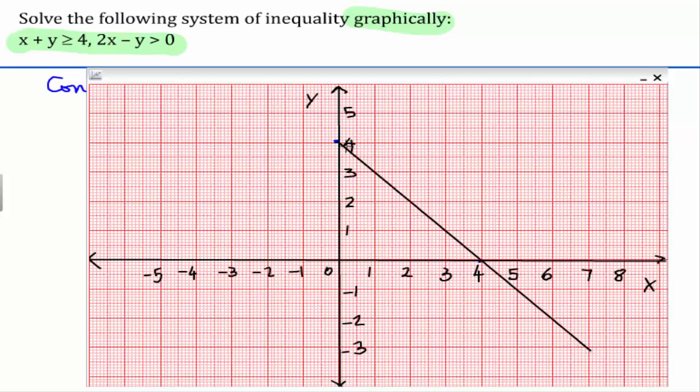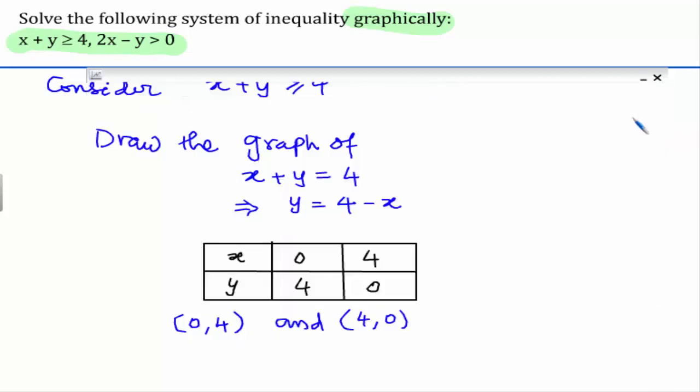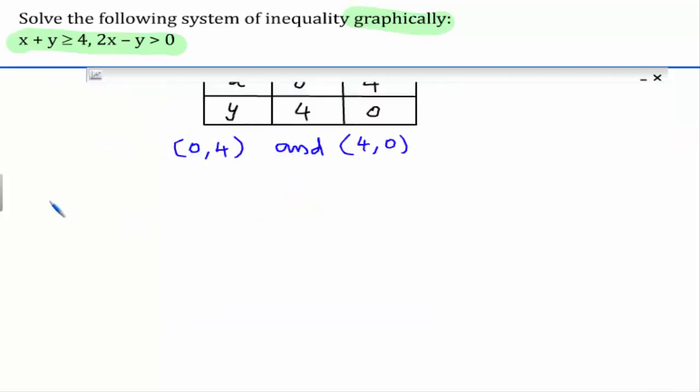Now it can be extended here. Now this is the line x plus y is equal to 4. Now this line is dividing the plane into 2 equal parts. Now we have to select the inequality region.